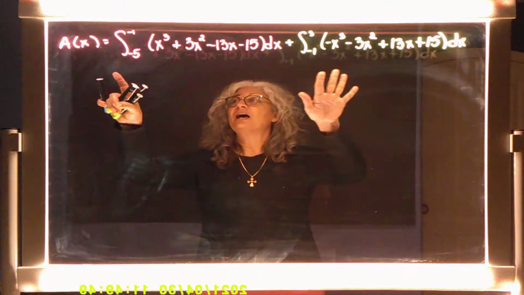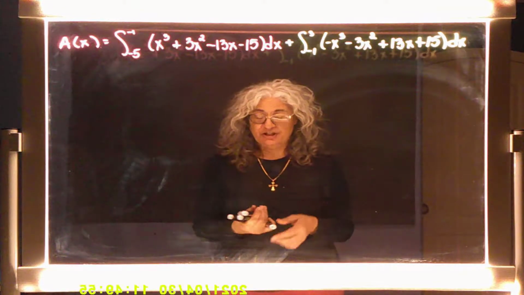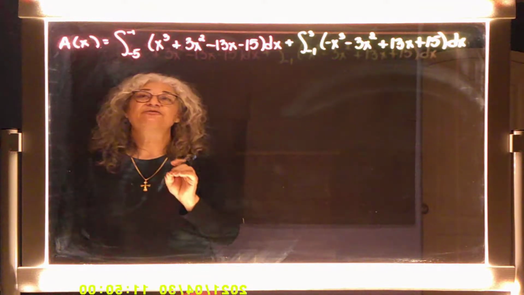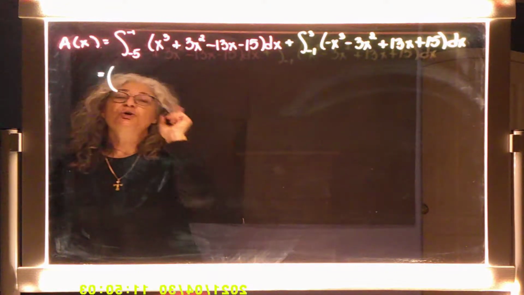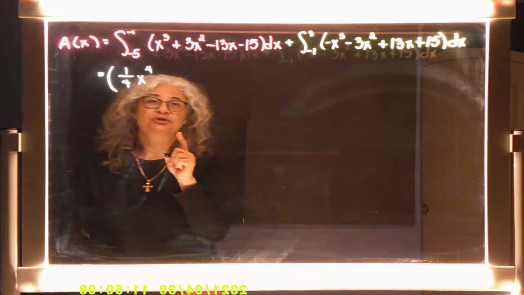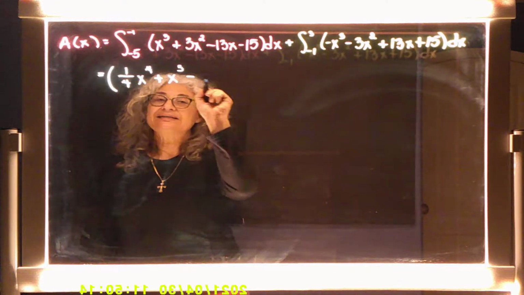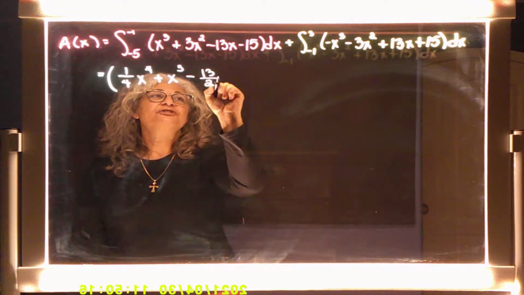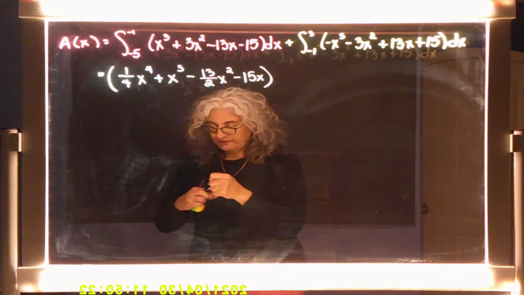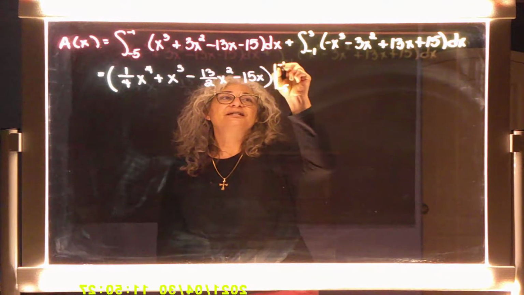So I've written how to find the area by the addition of the two integrals. And now we have to antidifferentiate. Yes? Okay. So the first integral from -5 to -1, when we take the antiderivative, we're going to get 1/4 x to the 4th, good, plus x cubed, good, minus 13 over 2 x squared minus 15x. And we're going to evaluate it from -5 to -1.